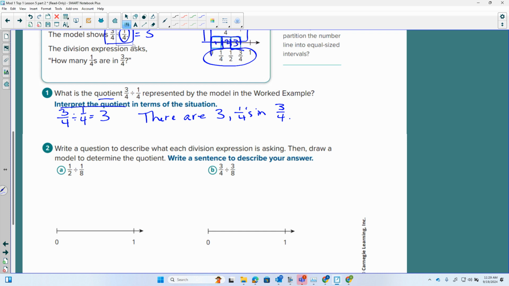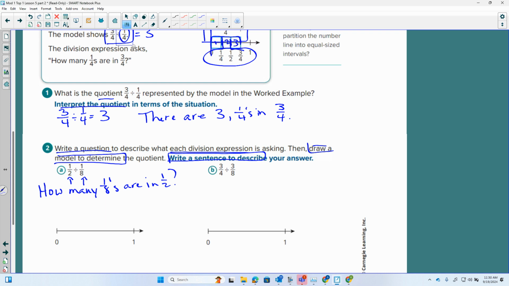Okay, our next one. My question is to describe what each division question is asking. Guys, my question is very simple. It's saying, how many of these are there in this? So I'll give you the first question. How many 1/8 are in 1/2? That's our question. Then draw a model to determine the quotient. So we're going to do a model and then write a sentence to describe your answer. So there's really kind of 3 parts. Part 1 is this. Part 2 is your model.